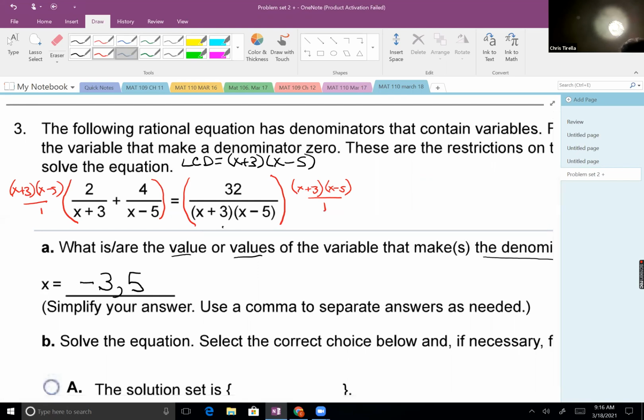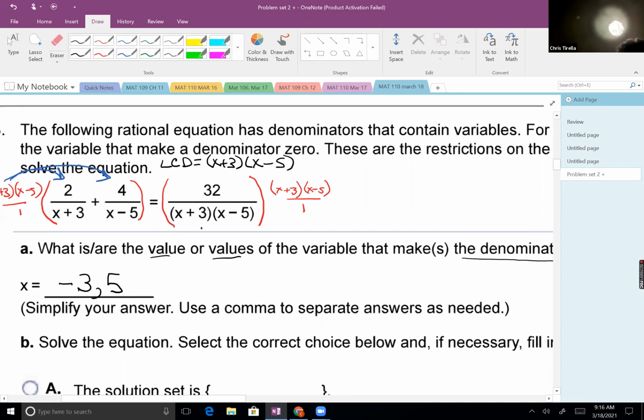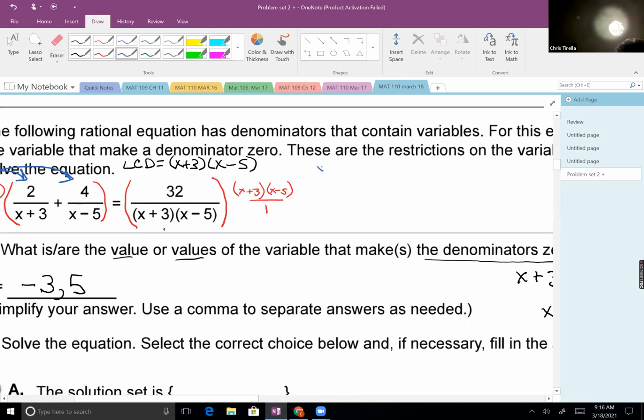On the left-hand side, you need to distribute. And so that gets to be a little bit of a pain to write. Distributing gives me x plus 3 times x minus 5 times 2 over x plus 3, plus the other one would give me x plus 3 times x minus 5 times 4 over x minus 5.